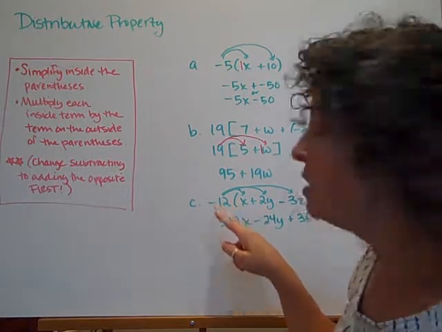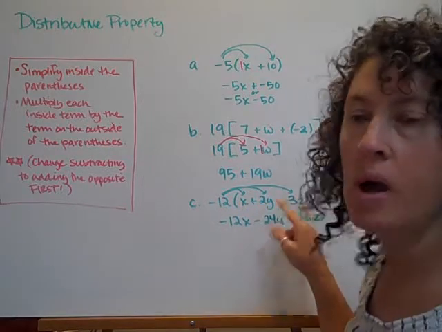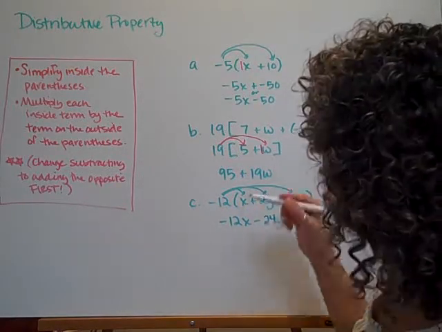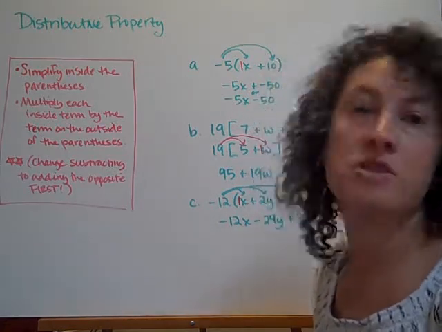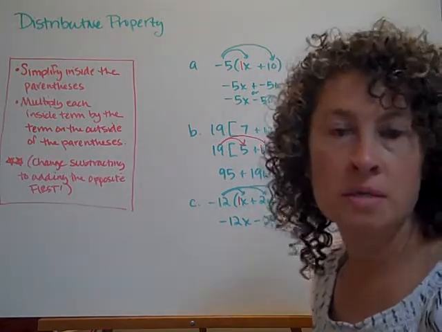All right, last one for this section. We've got -12, and then in parentheses x plus 2y minus 3z. Again, remember this x has a 1 in front of it. Any variable always has a coefficient. If we didn't write it, it's because it's a 1.